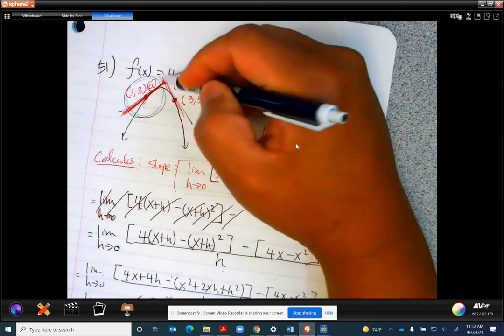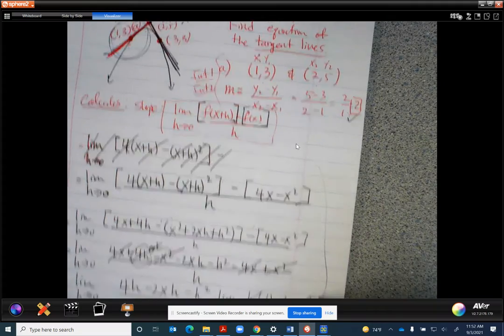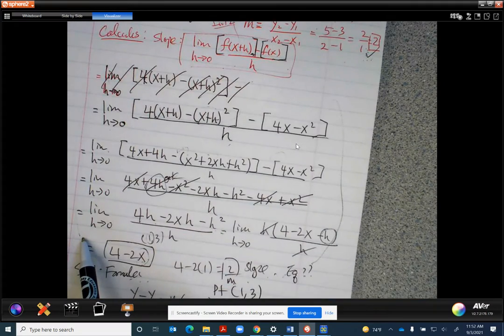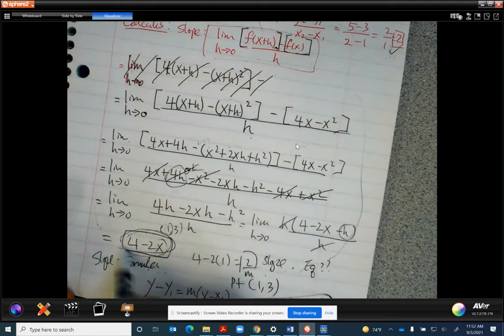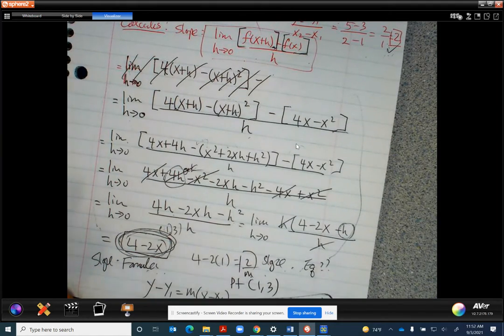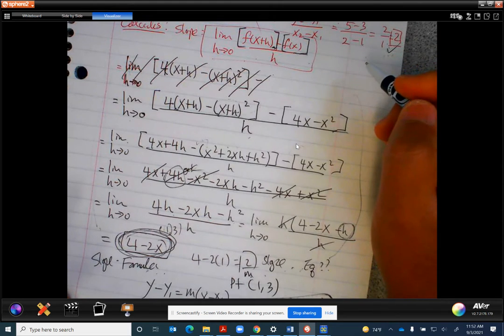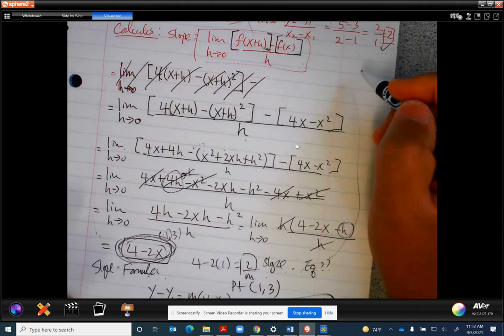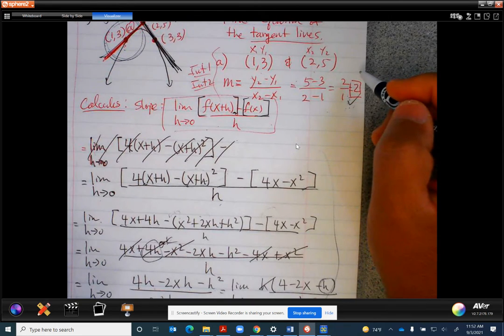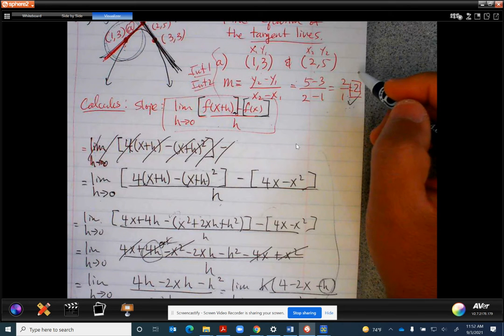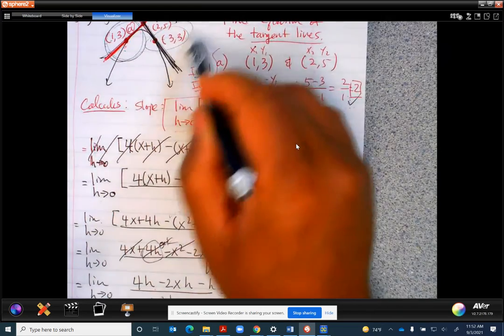How would I find the slope of this line? Do I want to go through all these steps again? Yes or no? No. So how do I find the slope of this line if you have this formula down here? If you have this formula, how do I find the slope? What number do you plug in? Anybody, what number do you plug in? We need to plug in 3, 3, 3.